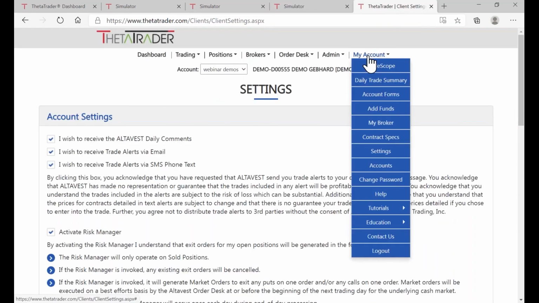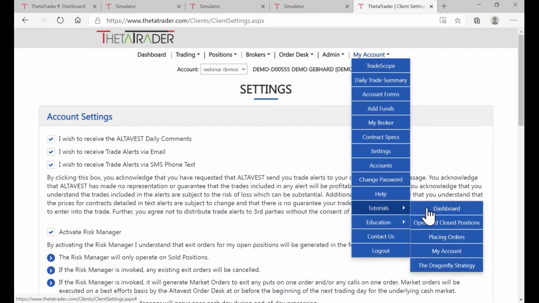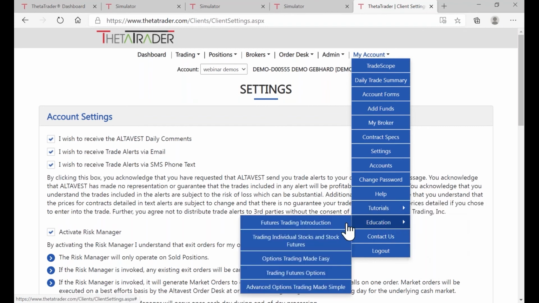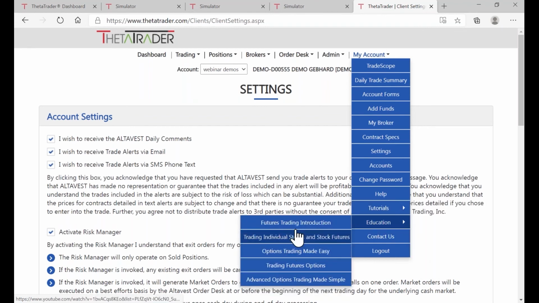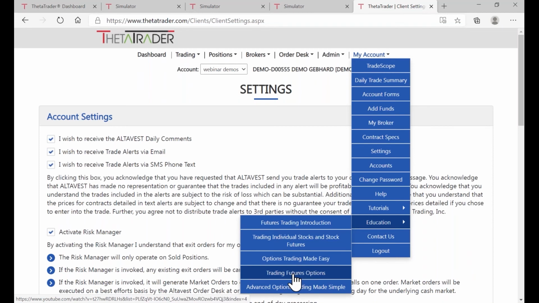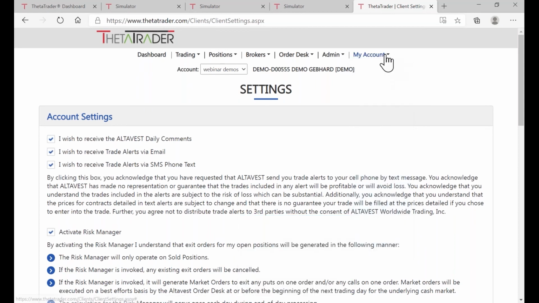And I wanted to point out here, while I'm on the settings here, we have tutorials, video tutorials in Theta Trader. There's also video educational series on options. If you need to take a refresher course on options, or if you've never done it, that's fine too. We make it real easy.